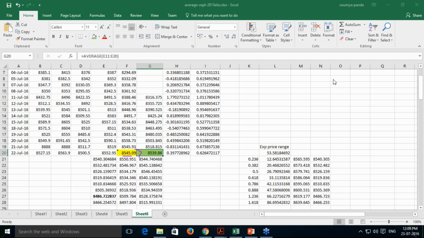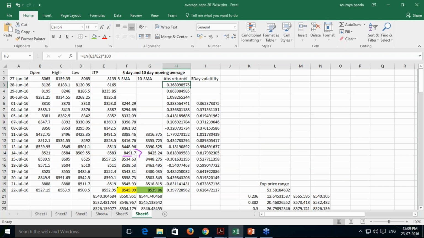So for that reason, I have taken the volatility into consideration. In the same way, absolute return. Absolute return is nothing but your current price divided by the previous price, into 100. So on a daily basis, how much percentage of price movement I have got in Nifty.